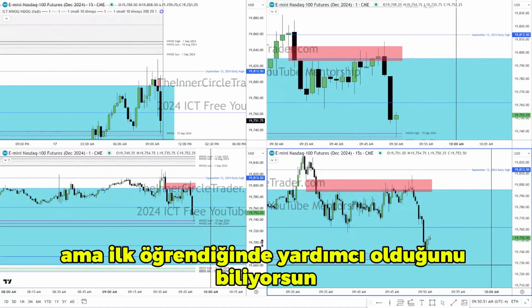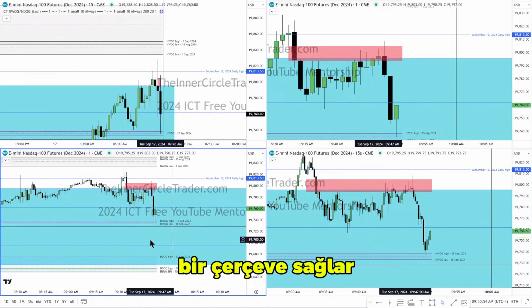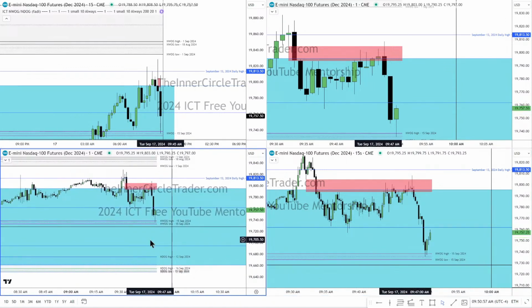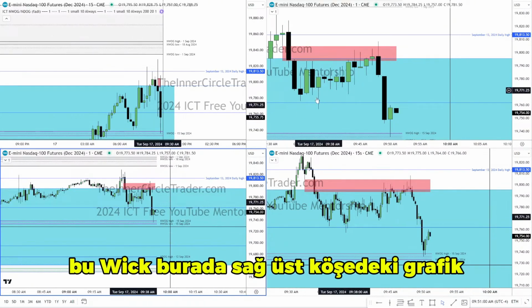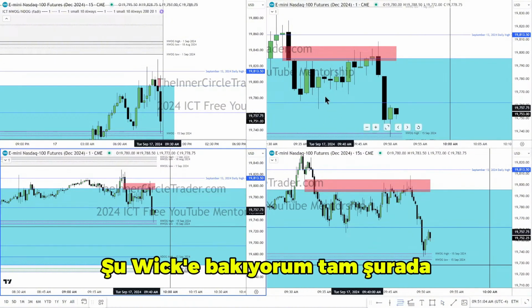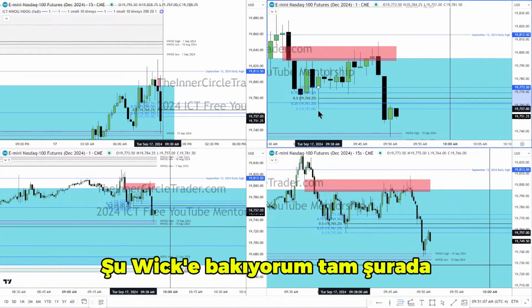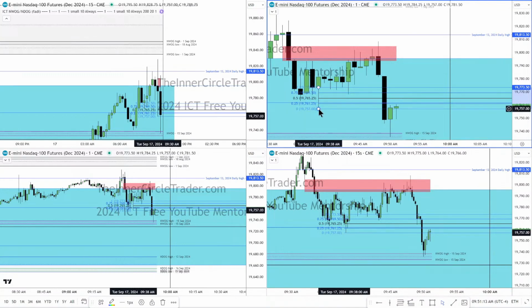But when you're first learning, it helps. It gives a framework. So now what I'm doing is I'm watching this wick here, upper right hand corner chart. I'm looking at this wick right there. I'm looking at the 765.25 level.